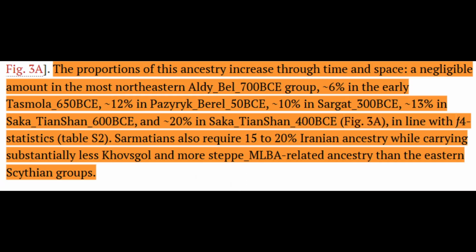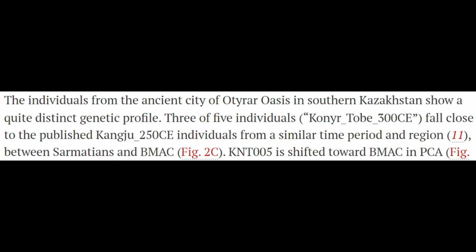And here is the part of the study that's most relevant to the question of the Sarmatians having BMAC ancestry, and you can clearly see that their ancestry deriving from a BMAC or Iranian source was 15 to 20%. Now moving on, here is the part that's most pertinent to the question of the origin point for these ancient Otrar Oasis samples, and you can see the Kongju were genetically very close to these samples, and they themselves were on average 25% BMAC derived. Thus, this study proves the process of BMACization amongst the ancient Iranics from Central Asia.